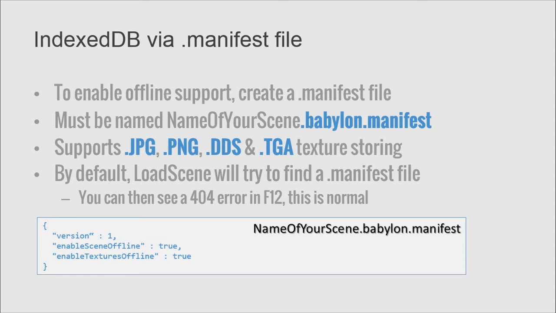Once you've done that, you will see that the IndexedDB engine supports JPEG, PNG, DDS, and TGA textures. By default, it will always try to load this file. A lot of people are worried when they see a 404 in the debug console. This is normal because by default, we try to search for this manifest file. If you don't have one, this means that you want all the assets to be downloaded from the web every time, which is one of the options you can have. If there is one and the proper property is set, we'll download everything into the IndexedDB and load it only once, to save some bandwidth and increase the loading speed of the scene.